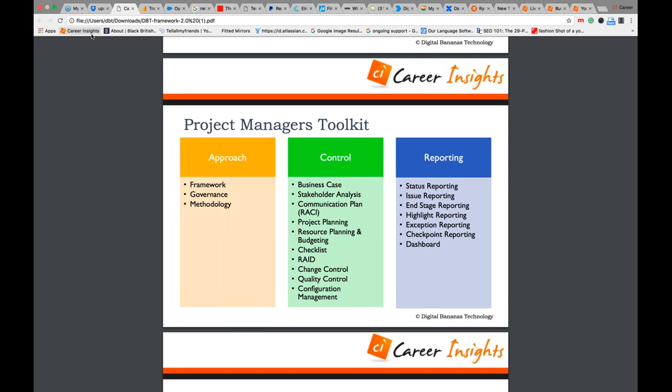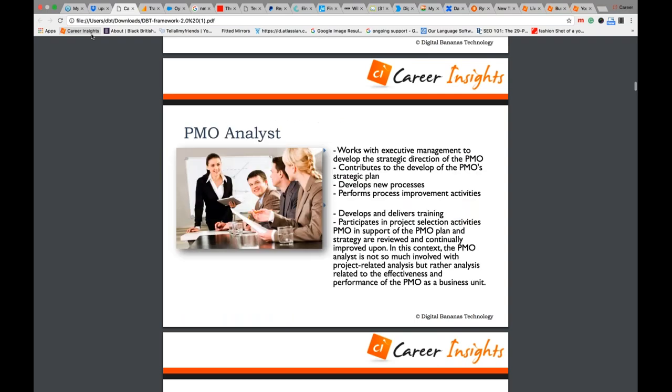Now, he needs to control his project, so he needs control documents like the business case, stakeholder analysis, communication plan, project plan, and resource plan. All these things we will teach you step by step. Then the project manager must report on the status of the project, on the progress of the project, on the stages of the project, and those are his reporting tools right there as well. So this gives you an idea of what the project manager actually does.